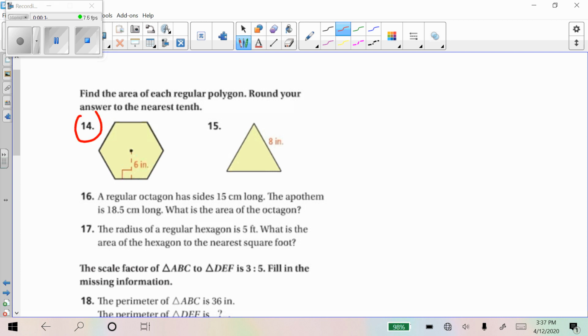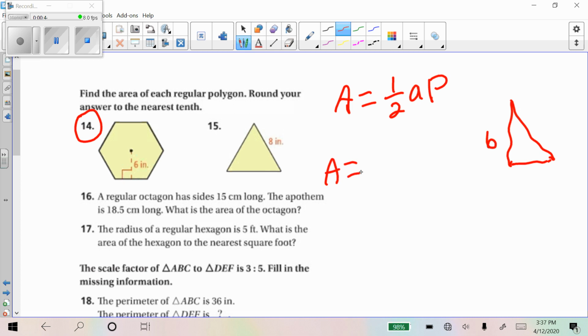And it seems like number 14 caused some problems for some students. In that one, we're going to use the area of a regular polygon as 1/2 times the apothem times the perimeter. In this problem, number 14, we were given that the apothem is 6, but in order to figure out the problem, we would need to know what the perimeter is.